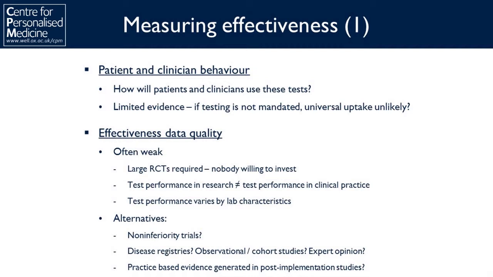There's a little bit of limited evidence from the US that if you don't mandate testing, then uptake isn't universal, and if this is the case, then as I say, this should be feeding into economic evaluations. I think we're all probably familiar with the idea that the sort of effectiveness data that we have access to in genomics is often weak. It's difficult to conduct randomised controlled trials for many of these interventions. There are various alternatives. I won't talk about the advantages and disadvantages of each, but obviously there are some for each.